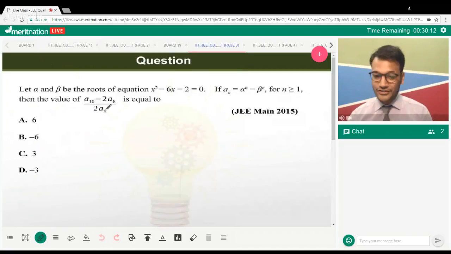Okay, so if I talk about this, JEE Mains 2015, give it a shot. How to begin the question? Any idea? For all such questions, what can we do? Let alpha and beta be the roots of the equation given to us. And over here, an is defined as alpha to the power n minus beta to the power n, where n is greater than or equal to 1. Find the value of this expression which is given to us.